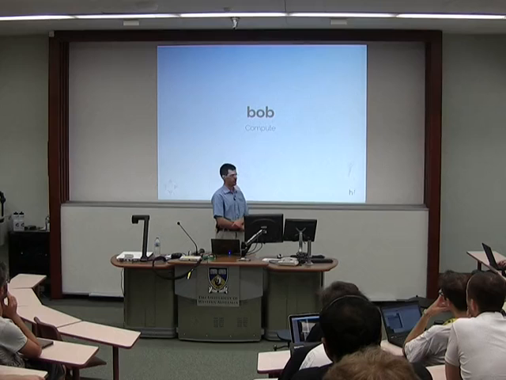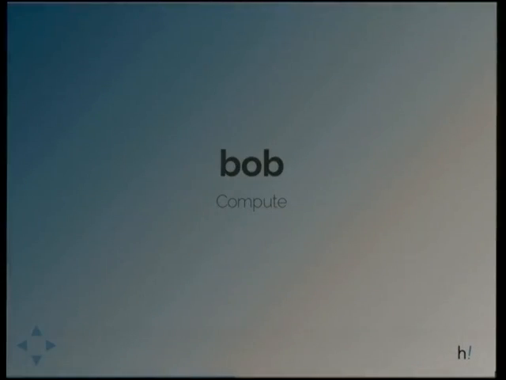Then we have a node named Bob. Bob is going to be our compute node. So Bob's going to be the thing where we're actually firing up virtual machines. And then we have Charlie, that's going to be our network node.